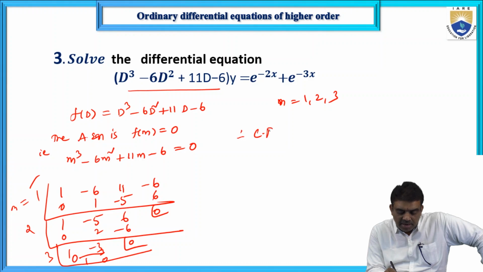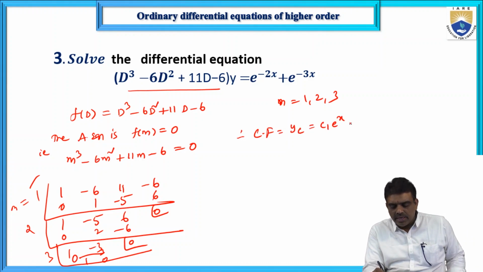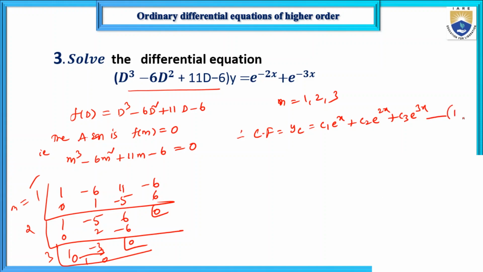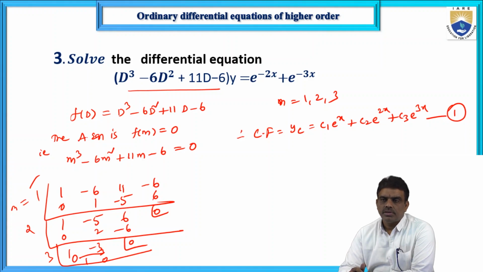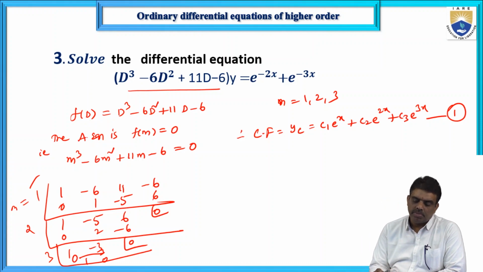Therefore, what is the complementary function? yc is equal to c1 e power x plus c2 e power 2x plus c3 e power 3x. It is the first part of the solution. Clearly, the roots are real and distinct: 1, 2, 3. The complementary function will be c1 e power x plus c2 e power 2x plus c3 e power 3x.